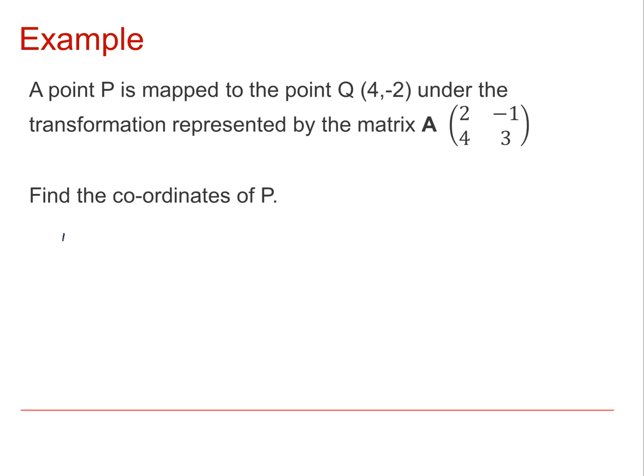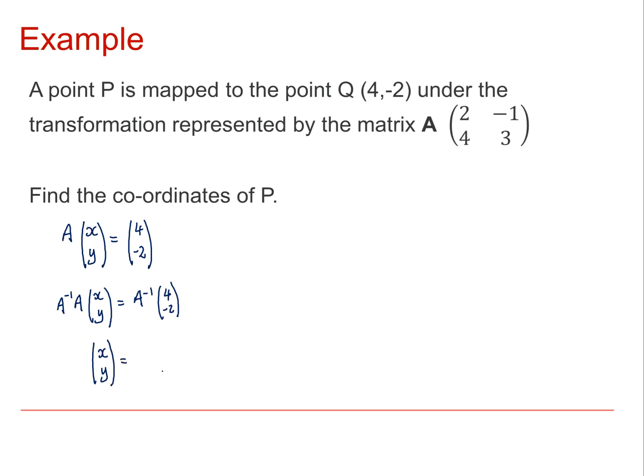So what we've got is that the matrix A multiplied by the point P, which we'll call (x, y), is equal to the point Q (4, -2). Pre-multiplying both sides by the inverse matrix gives us A inverse A (x, y) equals A inverse (4, -2). Now we know that A inverse multiplied by A is the identity matrix, and that doesn't change anything, and so we've got that (x, y) is A inverse multiplied by (4, -2).